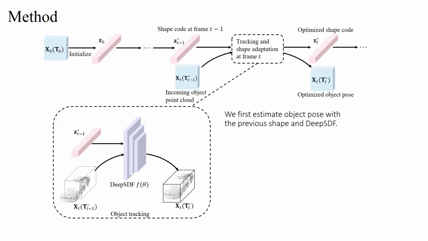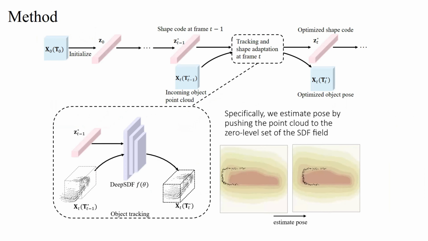So in the subsequent frames, we first use the aggregated SDF function to find the tracking results. So we first estimate pose with the previous shape and SDF. We estimate pose by pushing the point clouds to the 0 level set of the SDF field. By using this method, we actually register the point clouds to the implicit SDF function.